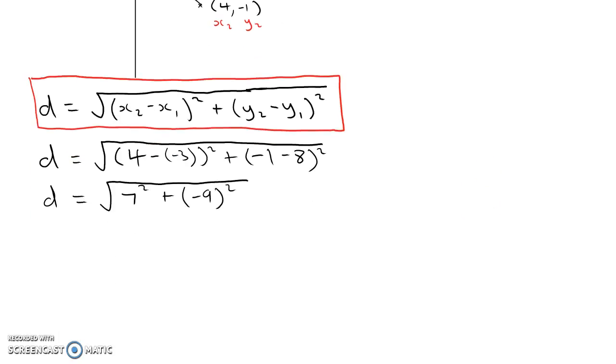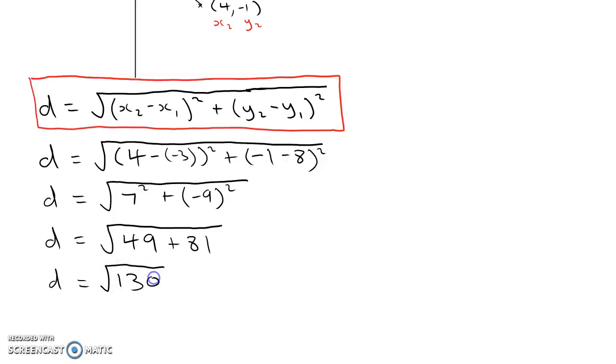If we keep going with this, we'll get d equals the square root of 49. 7 squared is 49. Minus 9 squared is 81. So plus 81. And our final answer is the square root of 49 plus 81 is 130.